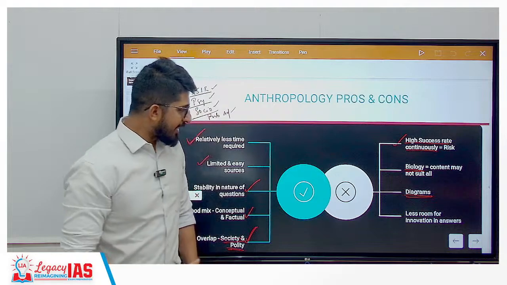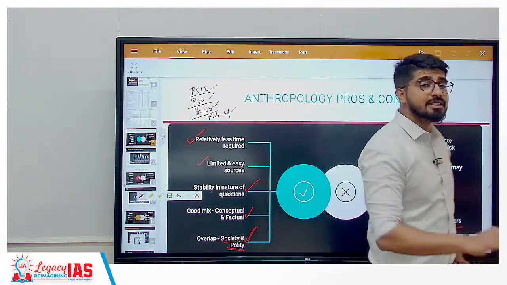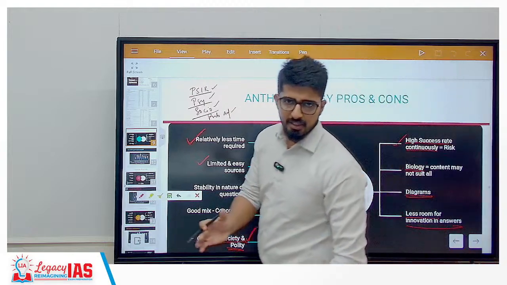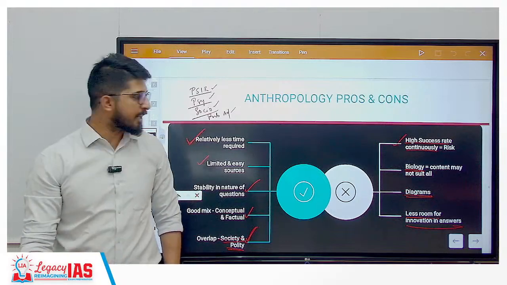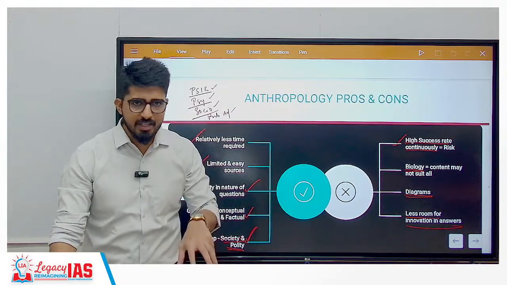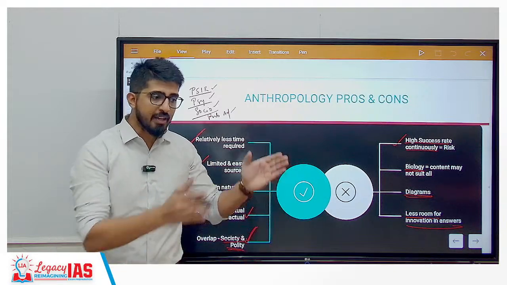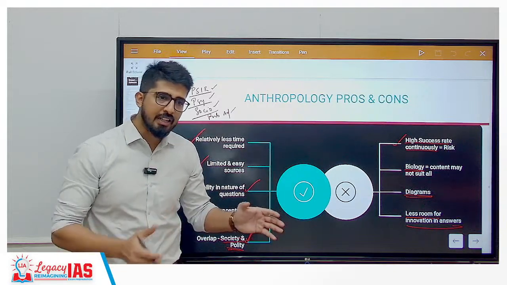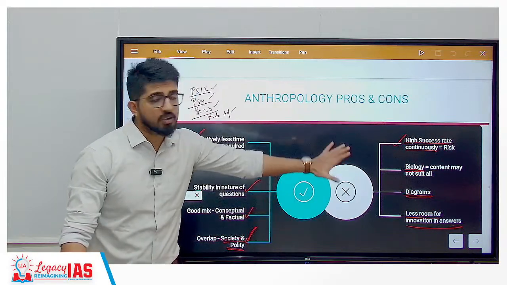Next, it has less room for innovation in your answers. Why? Because of the factual nature of the subject. Whenever you have a fact-based subject, you have less room for innovating within the answer. You may change the structure, but you can't infuse your own thoughts a lot. Okay, so these are the cons.